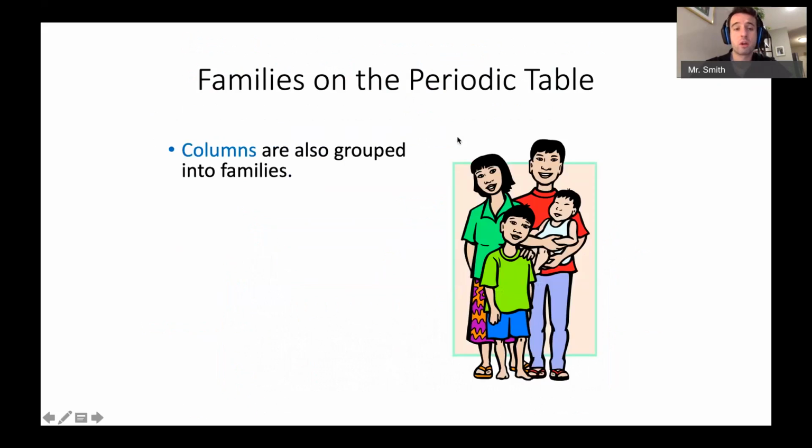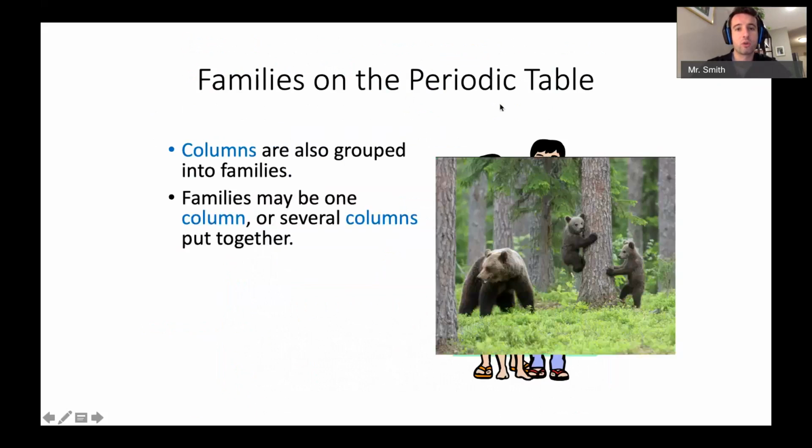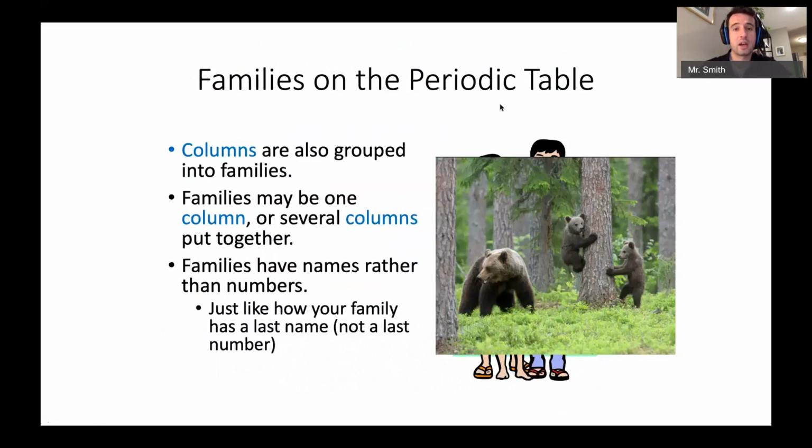Okay, now we need to talk about families. Families are where you're going to actually color in the periodic table. So get excited for that. Families could be one column or several columns put together. Kind of like how your family has a name. Like, for example, my family's name is Smith. Your family has a name, not just a number. So we've given families a name just because they all have similar characteristics in elements as well.